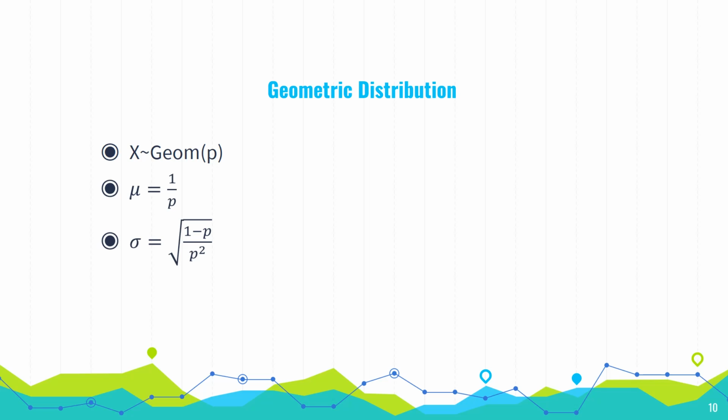Notation you might see is X tilde Geom with the parameter p. P is the only parameter in a geometric distribution. The mean of a geometric random variable is 1 divided by p. So that's to say, on average, it should take 1 over p. So think of it like this.